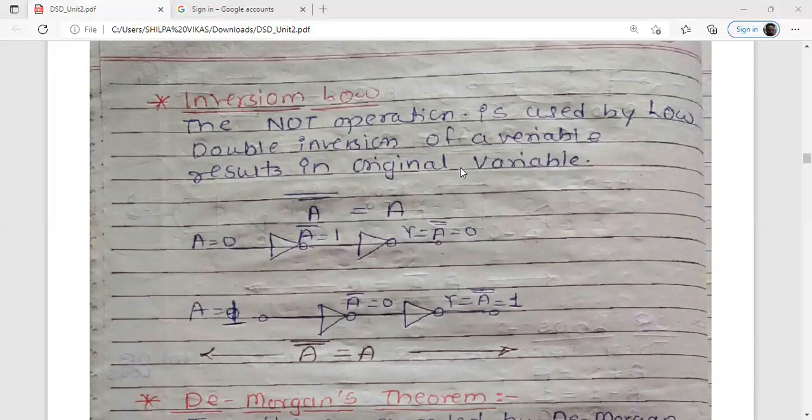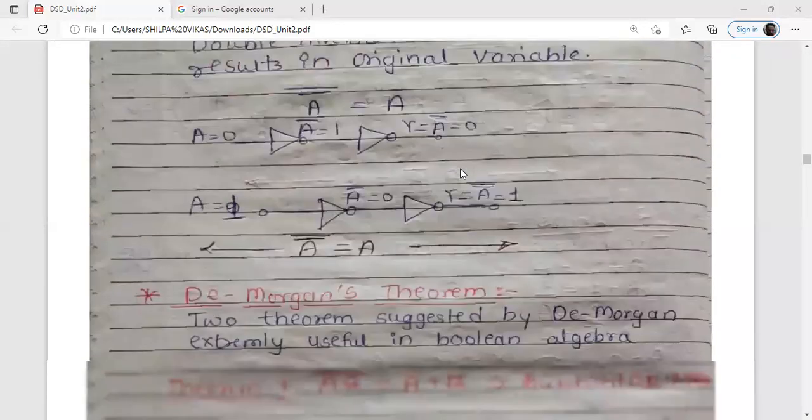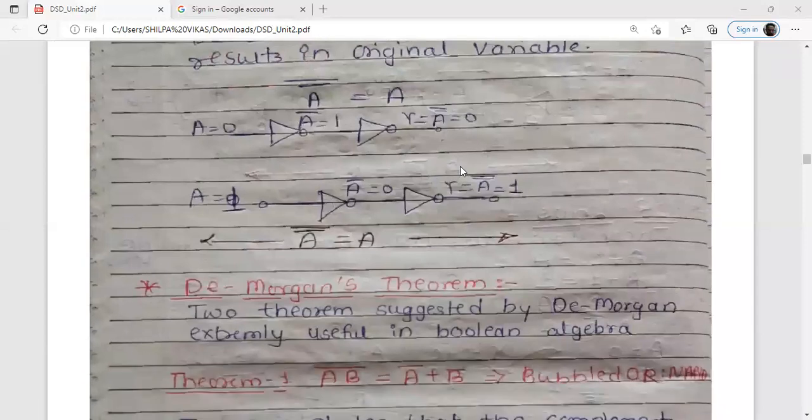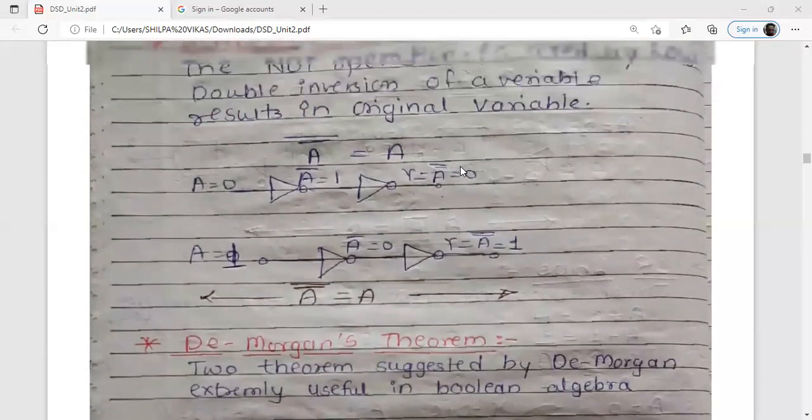So this is all about the inversion law, distributive law, and commutative law. Then we'll see the two important theorems in the next lecture, that is De Morgan's theorem.